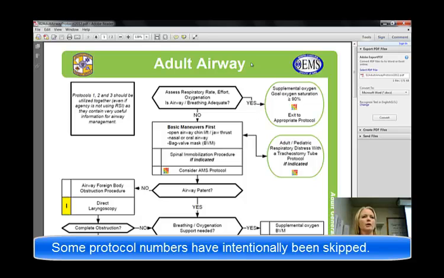The other thing that we're going to do when we print these is have them printed where, since they're two pages, the first page will be on the left and the second page will be on the right, so that when you open the protocol, you've got the whole protocol in front of you, so you're not having to flip pages.